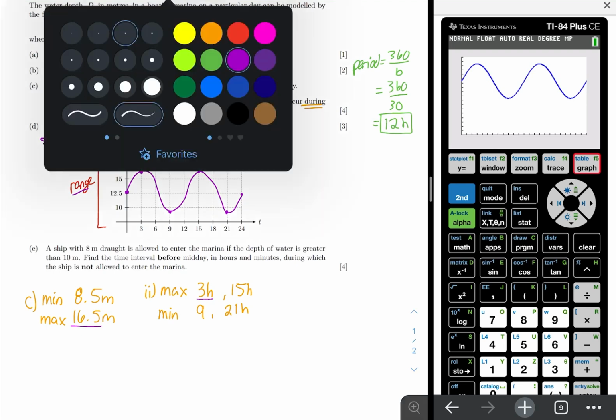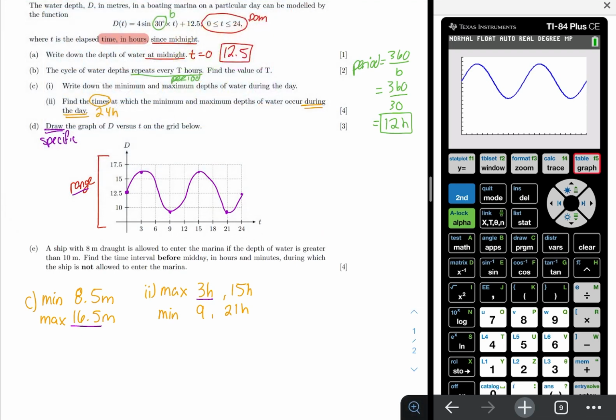Okay, let's go ahead and do question C. A ship with an 8-meter draught is allowed to enter the harbor marina if the depth of the water is greater than 10 meters. Find the time interval, before midday in hours and minutes, during which the ship is not allowed to enter.